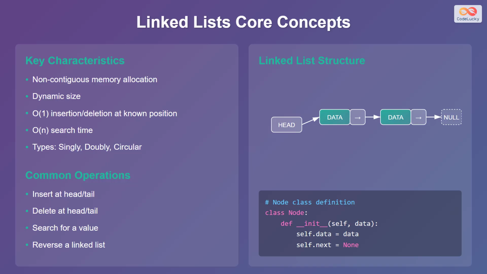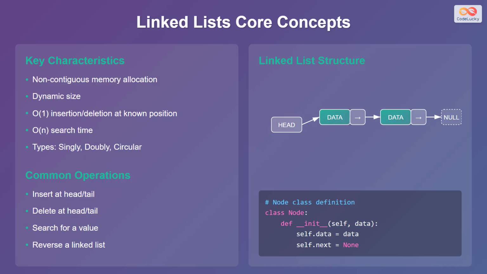Searching for an element in a linked list takes O(n) time, where n is the number of elements. There are different types of linked lists, including singly, doubly, and circular linked lists. Some of the common operations performed on linked lists are inserting at the head or tail, deleting at the head or tail, searching for a value, and reversing a linked list.